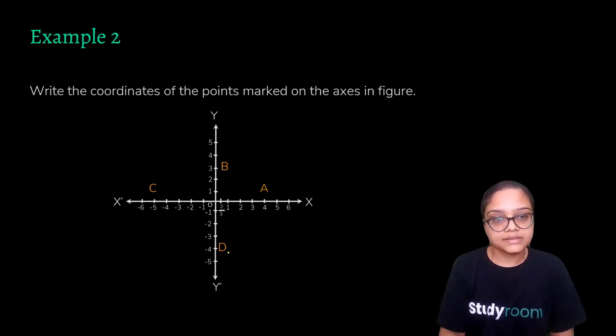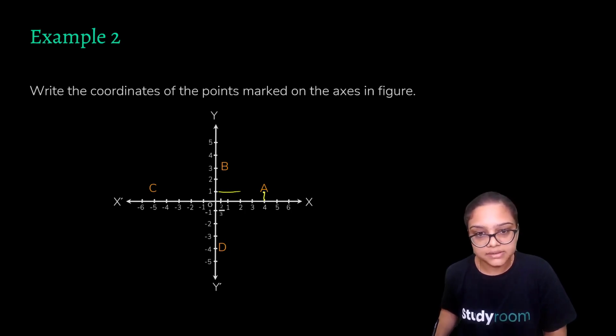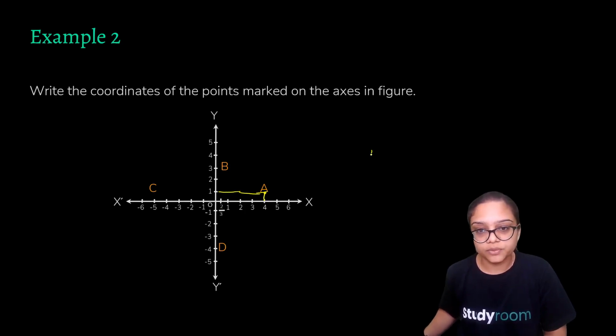Okay. So what we'll do, firstly, we're gonna start with A. We're gonna draw perpendiculars. So I'm assuming this point is this. So I'm drawing this perpendicular. So the abscissa would be the perpendicular distance from the y-axis. So it would be 4. For A, I'm writing the coordinate points as (4, 1).